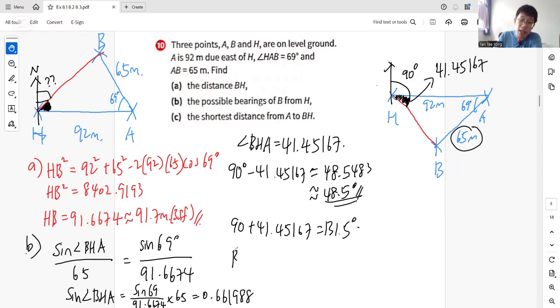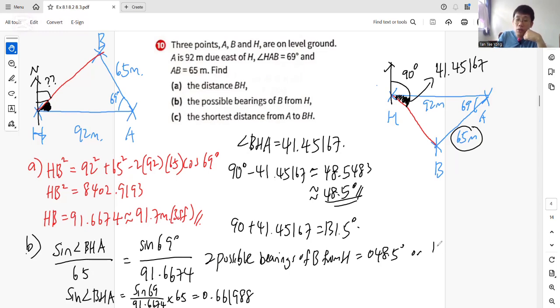So let me write a statement. The two possible bearings of B from H are 048.5 degrees or 131.5 degrees. Okay, so this is for part B.